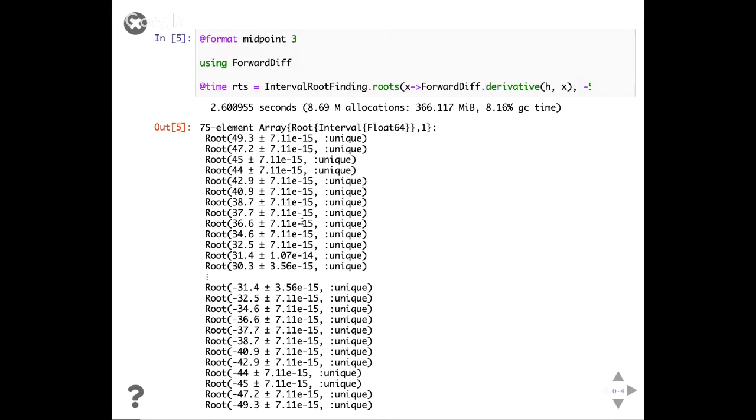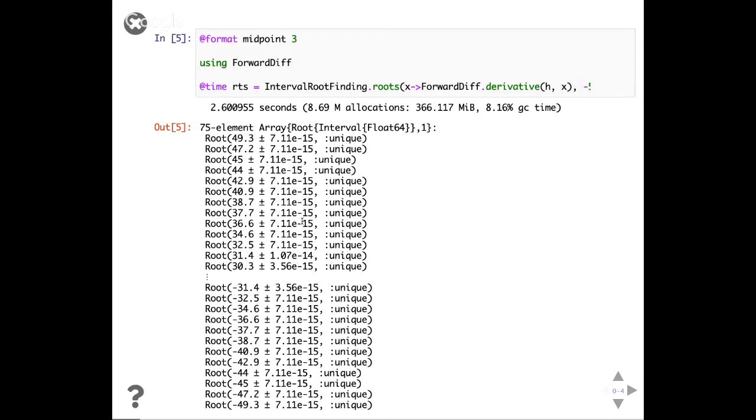And so what we see is that it gives me a list of intervals. So I'm writing them for the moment just with this plus or minus. And it can guarantee that in each of these intervals, there is a unique root. And that's using something called the interval Newton method that I won't be able to talk about today because of lack of time. And it does it in 2.6 seconds, including compilation time. So it's pretty fast.